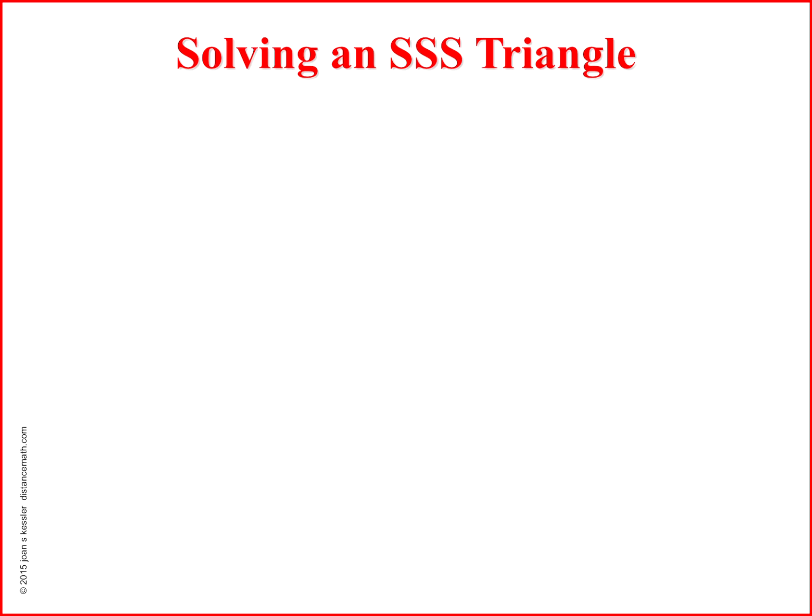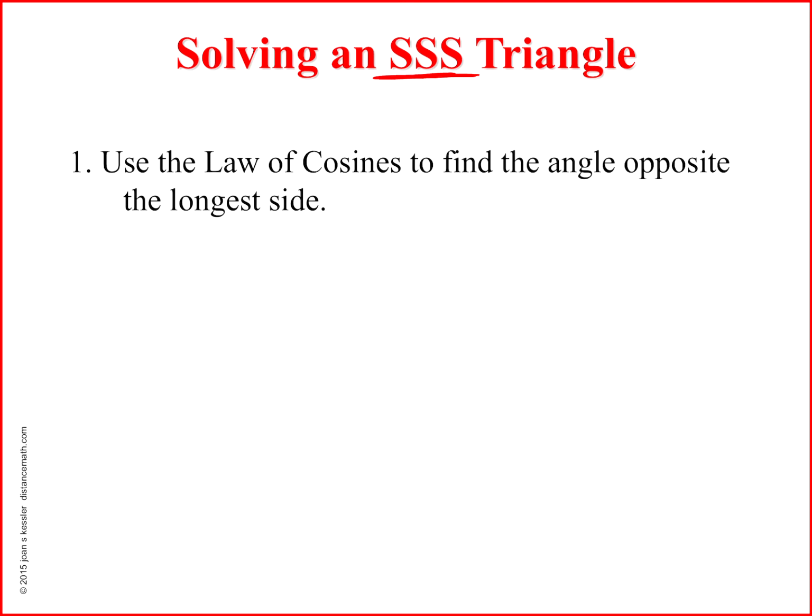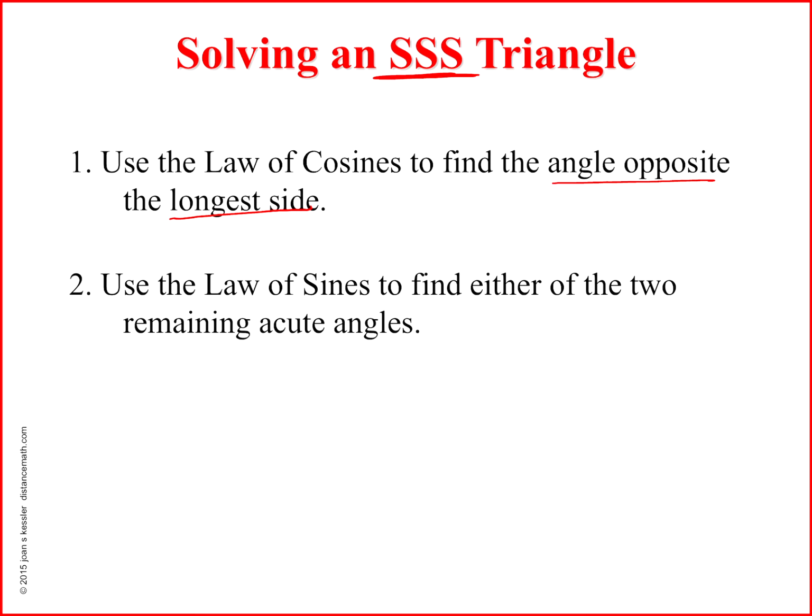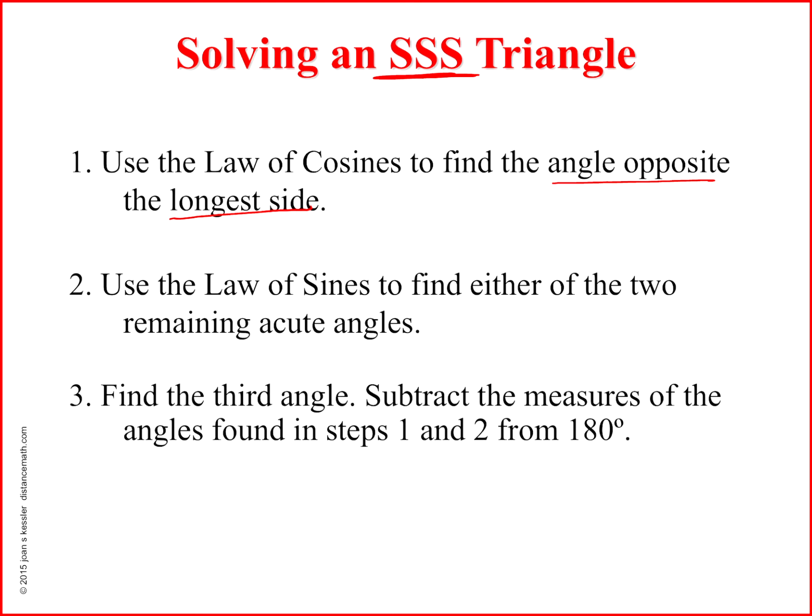Okay, look at another one. This time I want to solve a side-side-side triangle, so you're given 3 sides. Use the law of cosines to find the angle opposite the longest side. Then we'll use the law of sines to find either of the 2 remaining angles, so it doesn't matter which one we do. And then find the third angle again by subtracting 1 and 2 from 180.